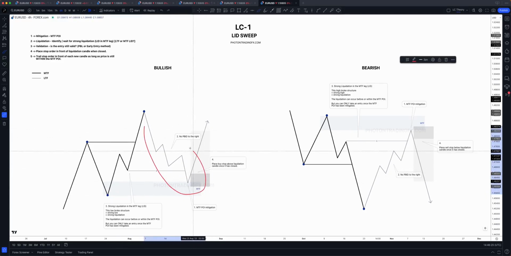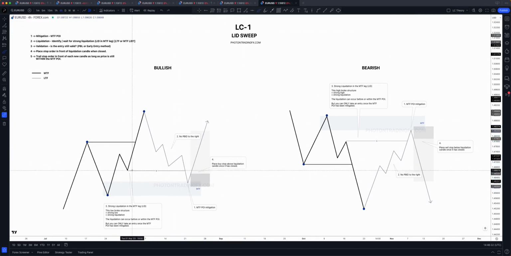If there's nothing built here to the right, so there's no LC2A, there's no fake break, then if it's a scenario in which you're happy to use LC1, then I'll look for a strong liquidation to the left, and then I'll take the entry. Of course, as well, only if it meets your validation rules. So you guys should know that. Go back into the LC2A module if you don't. Okay, we cover the two methods in there, the PBL method or the early entry method, right?